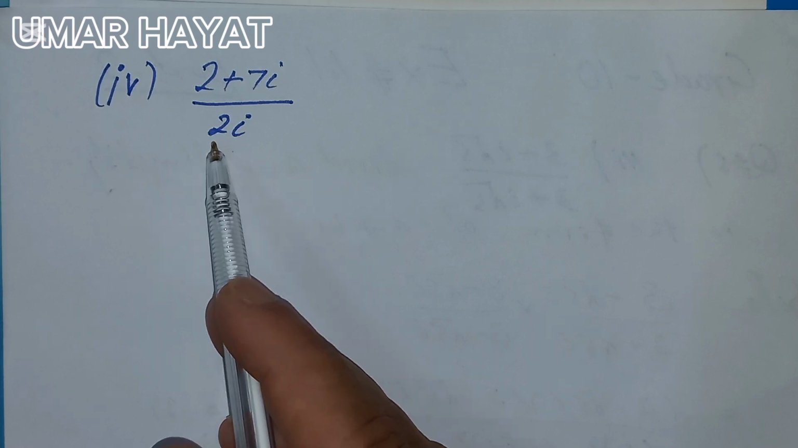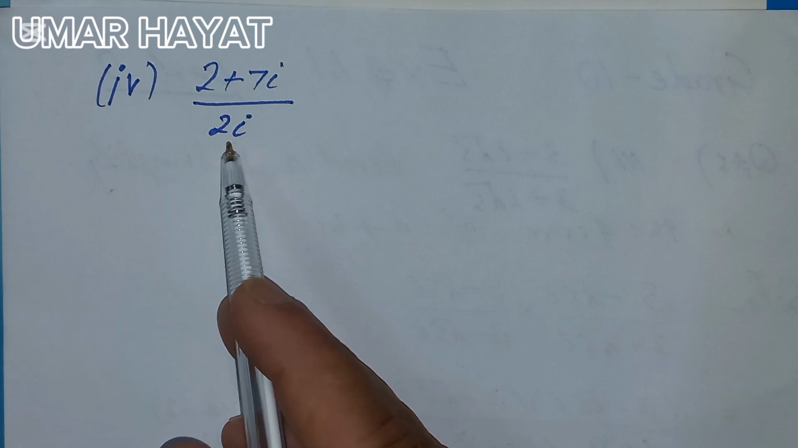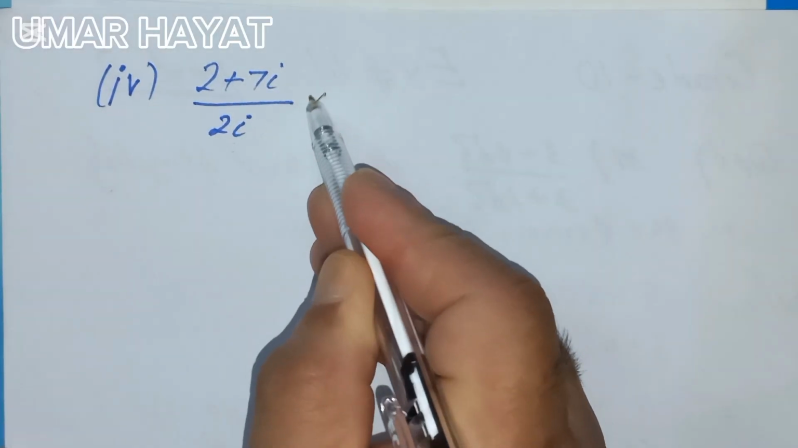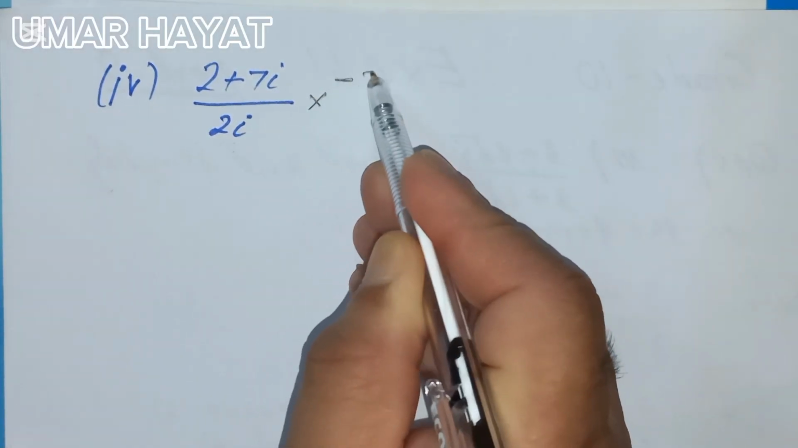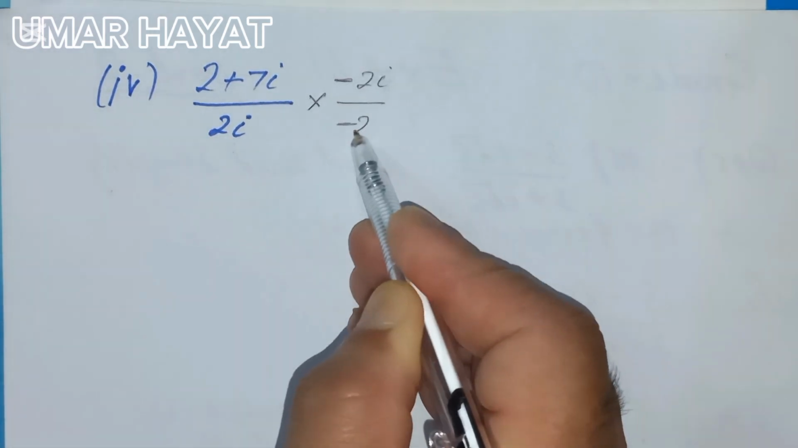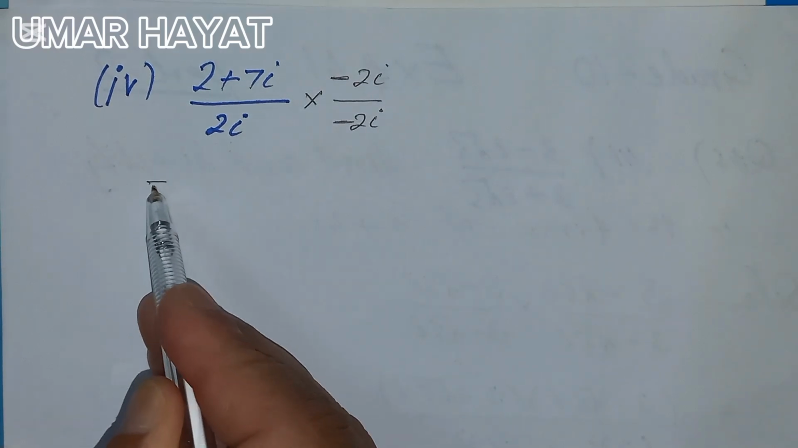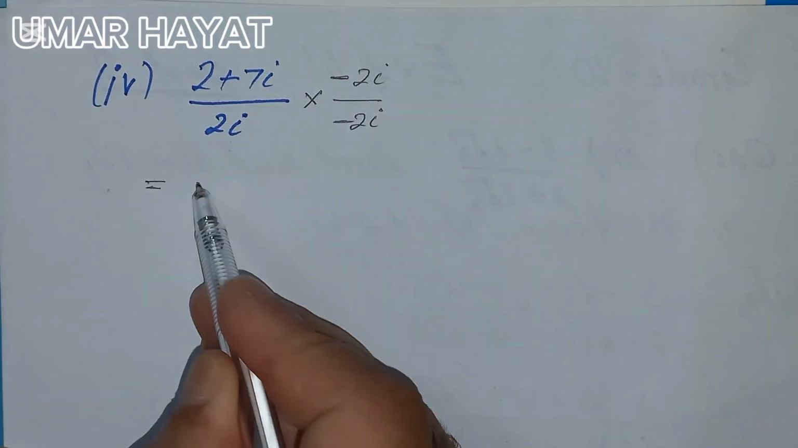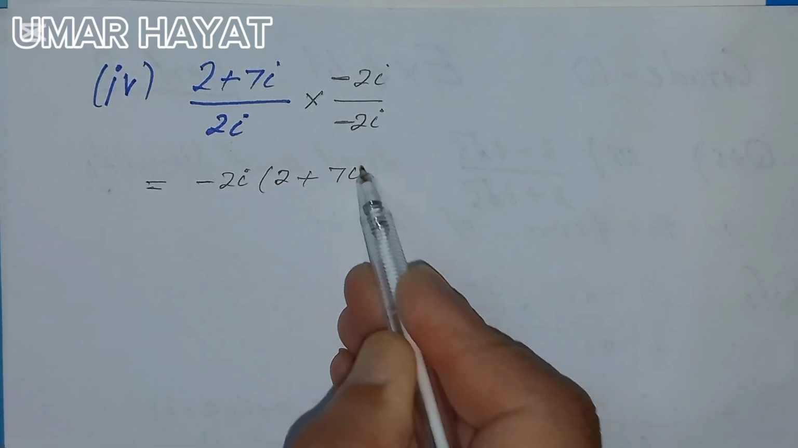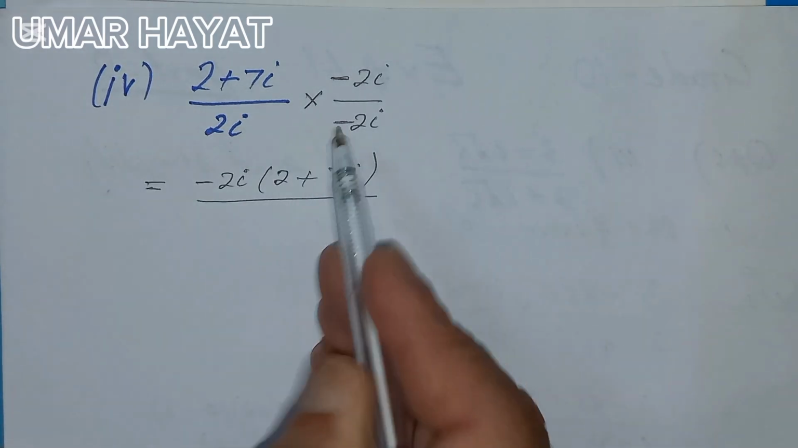For the conjugate we only change the sign of the imaginary part of a complex number. 2i is the imaginary part, its real part is 0. So we multiply the numerator by minus 2i and the denominator by minus 2i. Now the numerator will multiply with (-2i) times (2 + 7i), and in the denominator (2i) multiply (-2i).